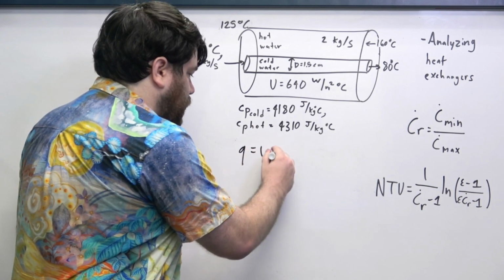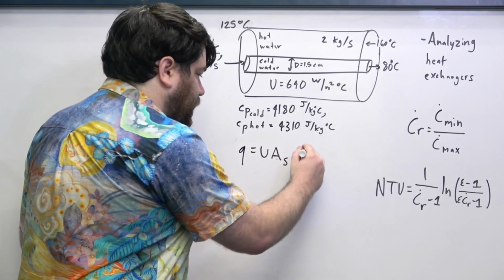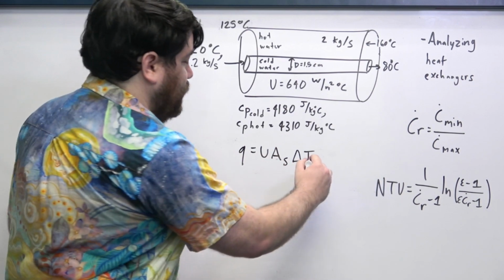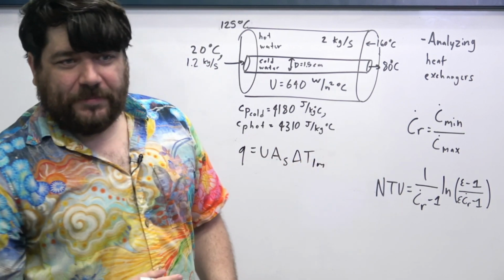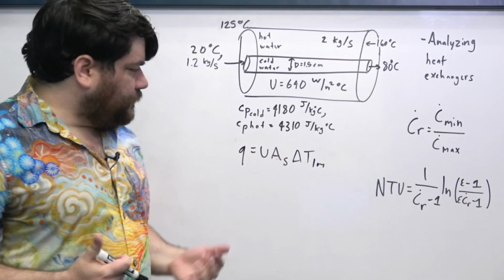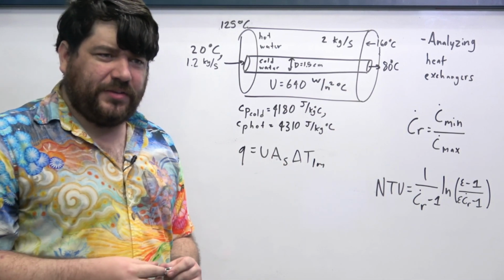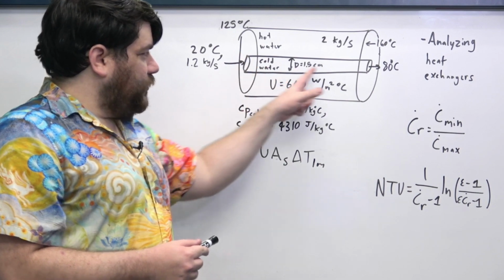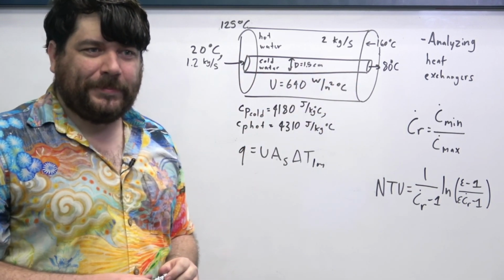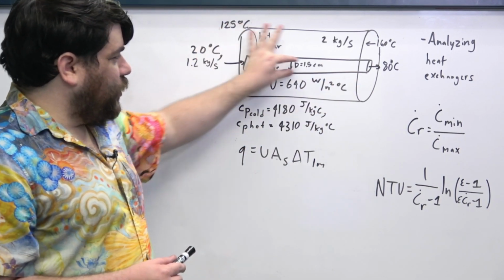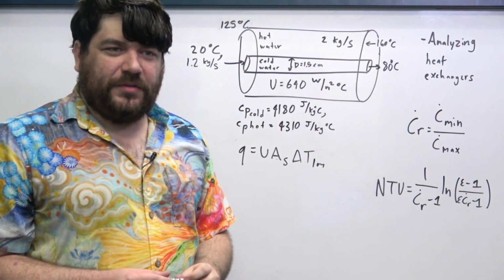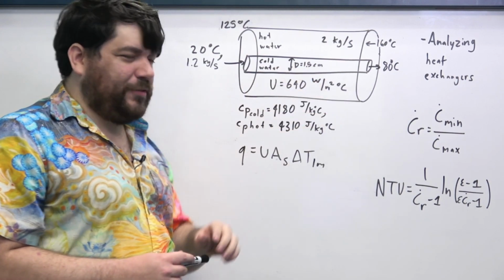Q is equal to U times AS times delta TLM. Right? So this is the equation we had constructed previously. This surface area over which the heat transfer takes place is effectively the surface area of this little pipe right here. Okay, right? It's a curved portion of the surface area of that small central pipe.